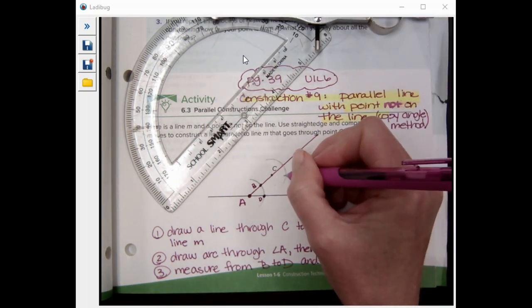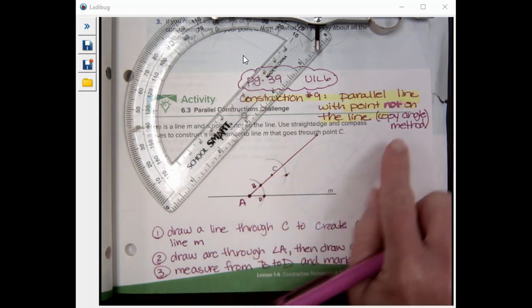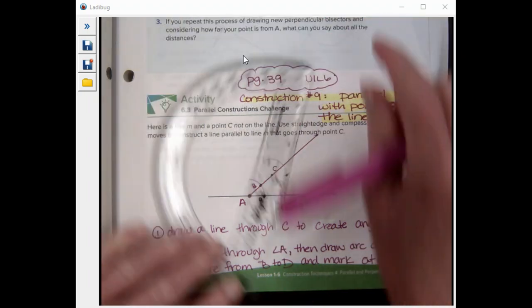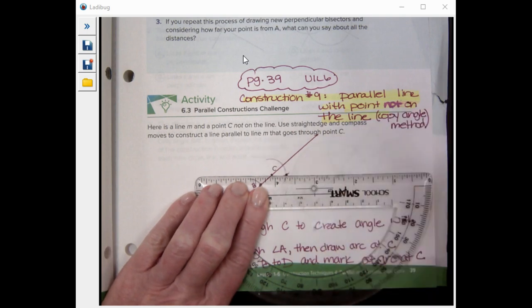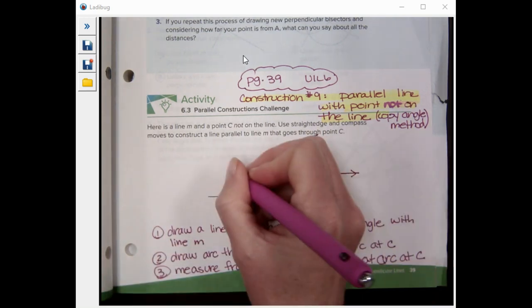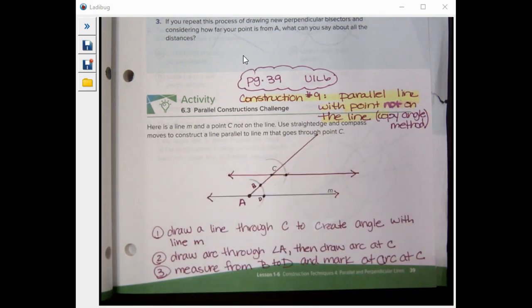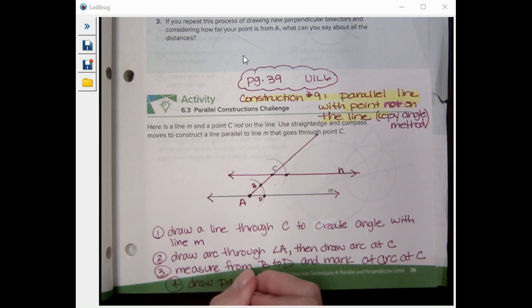Now, where you marked your distance and C should make the bottom of my copied angle. So we're going to take our straight edge and line up C and line up this arc that I marked. And when I do so, the line I draw should look parallel to M. Let's call it lowercase n. It's going to be hard to read this because I'm writing in the green area. But the last step was to draw a parallel line through C.